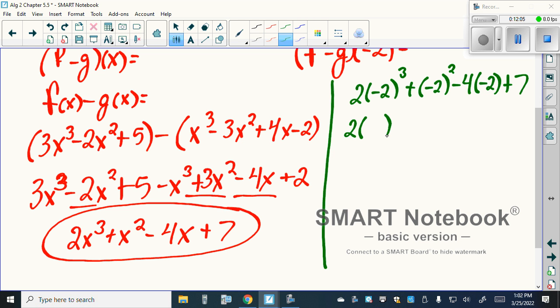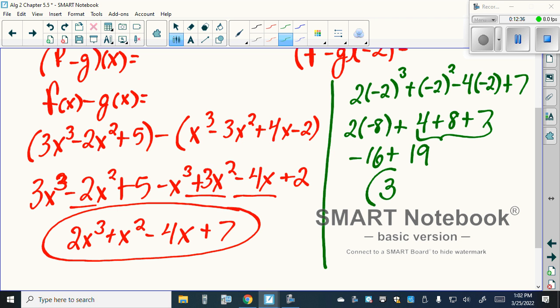Well, if we take negative 2 to the third, we get negative 8. Plus negative 2 squared would be positive 4. Negative 4 times negative 2 is going to be plus 8 plus 7. Now 2 times negative 8 is going to be negative 16 plus, well, we can add these three together. 4 plus 8 is 12, plus 7 would give us 19. And negative 16 plus 19 is 3. So the other answer for this problem would be 3.